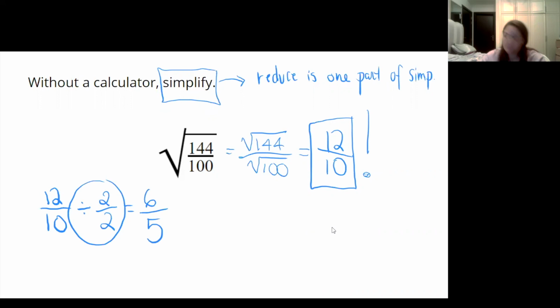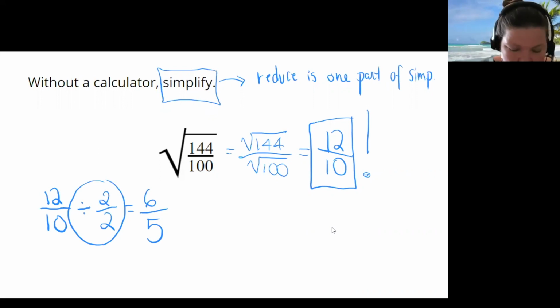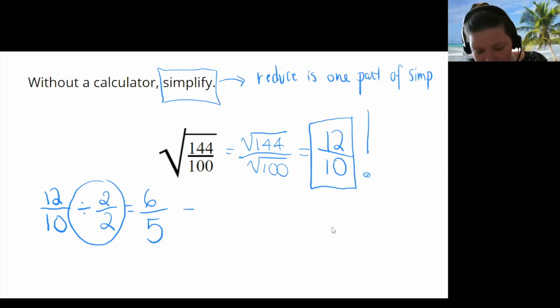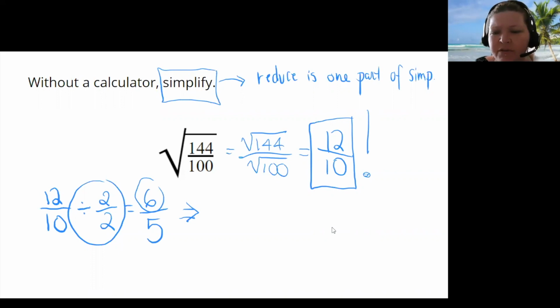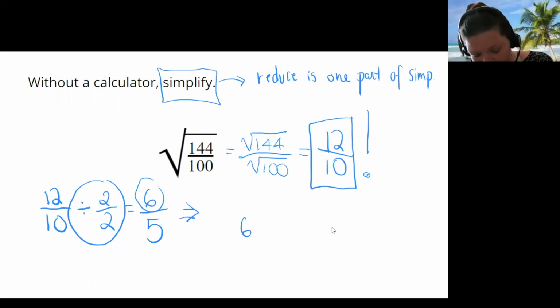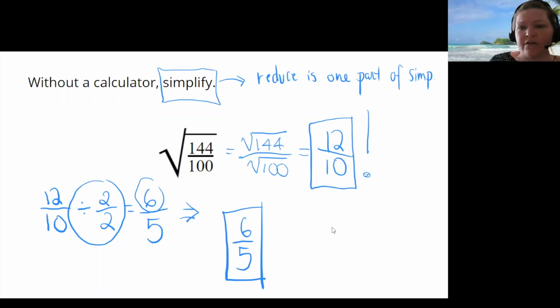Okay, now I have a lot of students, especially those who struggled with fractions, who want to keep working here. They look at this and they say, oh, I'm not done simplifying. My third grade teacher taught me I have to convert this into a mixed number. They don't like the improper fraction with the top bigger than the bottom. You guys, converting to a mixed number is not part of simplification. It's not necessary. It's not needed. It's not that you'd be wrong. It's just not needed. 6/5 is a perfectly legit simplified answer. There's nothing wrong with it. Okay, improper fractions are just fine on the GED.